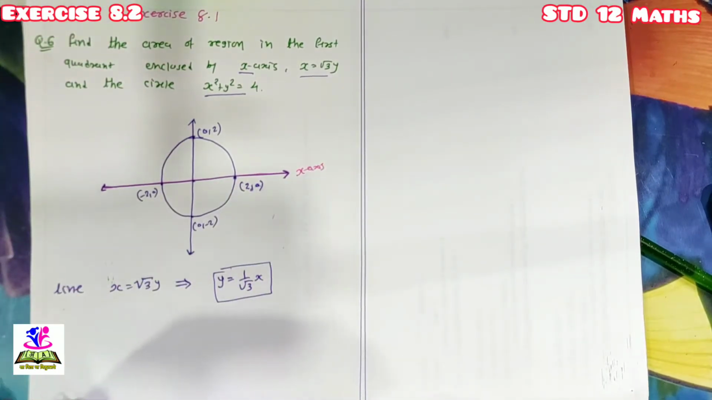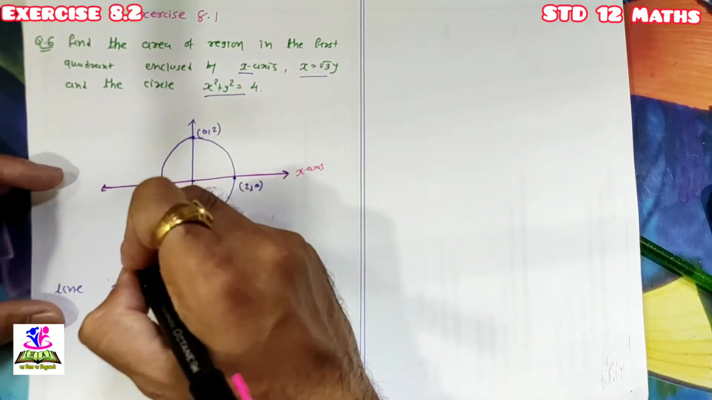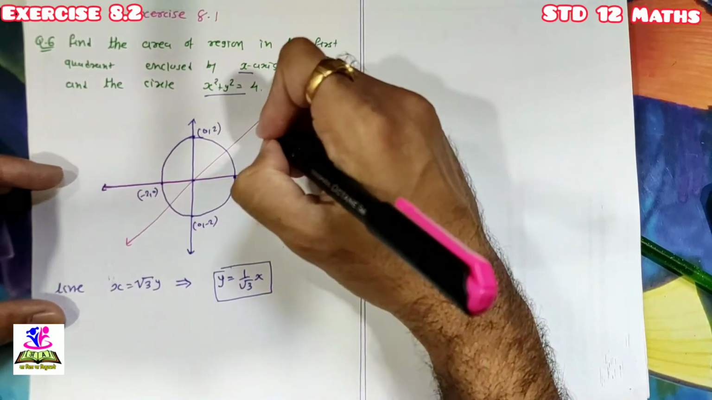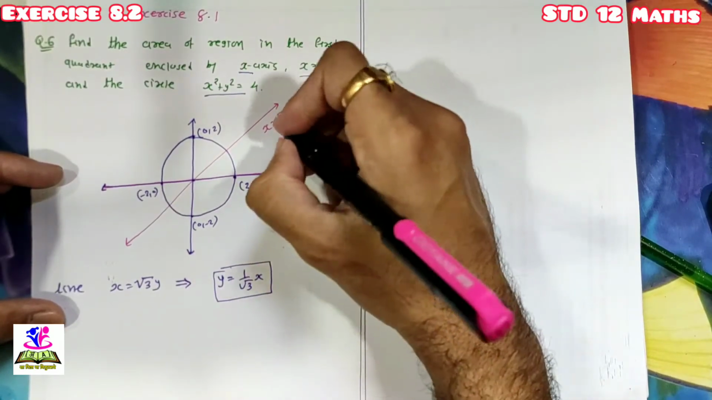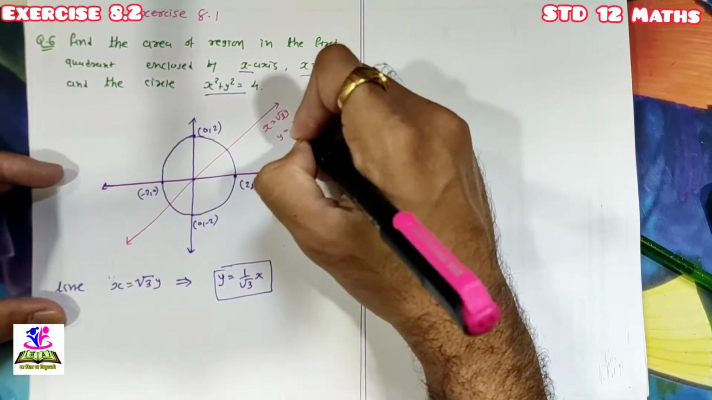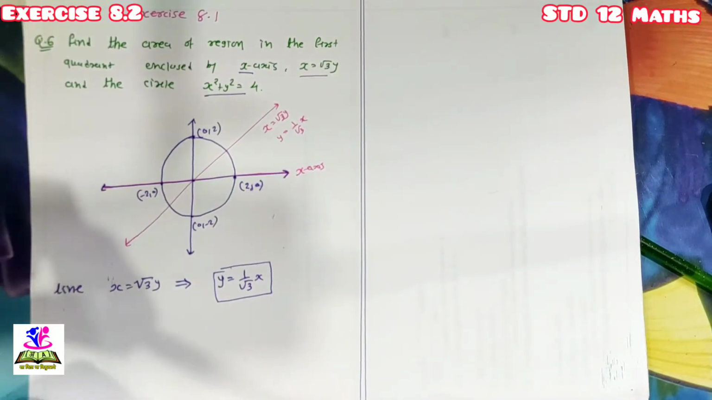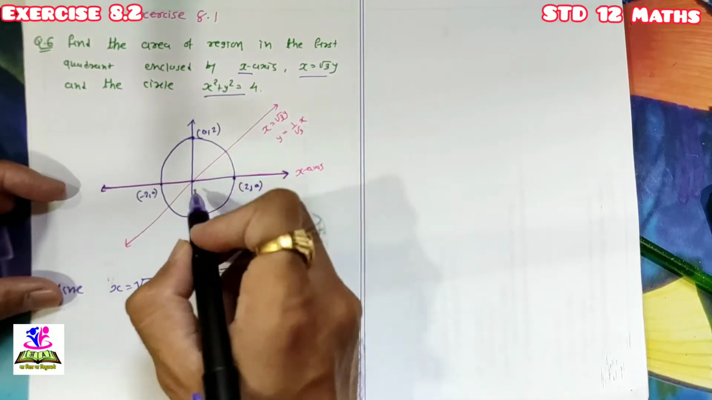तो ये लाइन को कैसे ड्रॉ करेंगे? सेंटर में से पास करेंगे और उसका जो एंगल है वो कितना होगा? पाई बाय 6. This is our line. This is the line x equal to root 3y, or you can say y equal to 1 upon root 3 x. So we have to find the area enclosed by this circle, this line and x-axis.